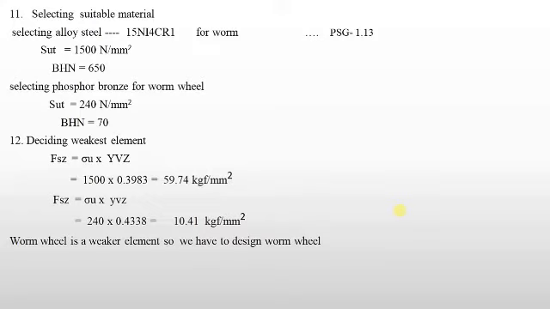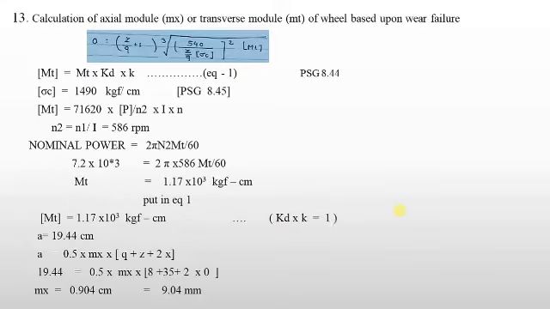Now deciding the step 12. Step 13. Calculation of actual module, which is denoted by mx, or transverse module mr of wheel. PSG 8.44. The equation is A is equal to Z by Q plus 1 cube root of 540 upon Z upon Q into contact stress whole square into torque, design torque, the moment.